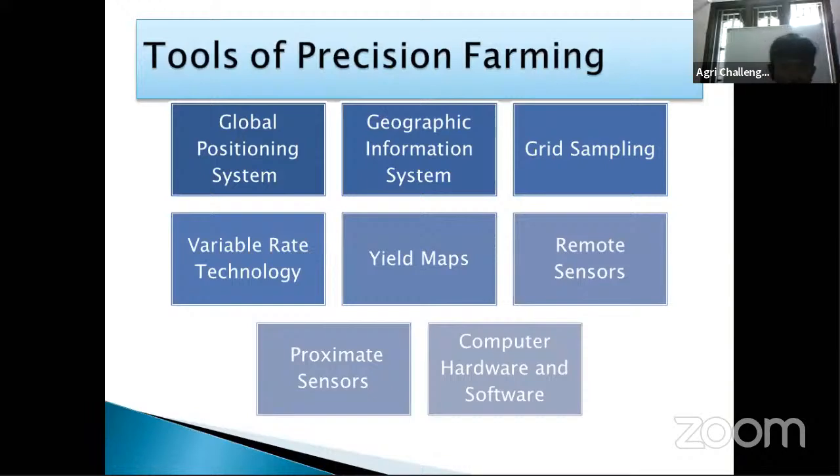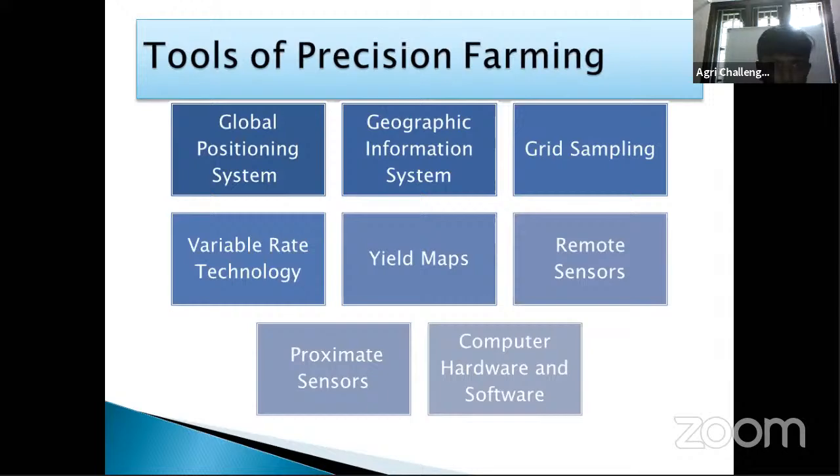Yes, global positioning system, your GPS, geographic information system, your GIS, grid sampling. Then variable rate technology, VRT, yield maps, remote sensors, proximate sensors, computer hardware and software. Then you can add your artificial intelligence, your Internet of Things, your sensor technology, then your cloud computing, your machine learning, and your robotics. These all are the now modern tools for precision farming.